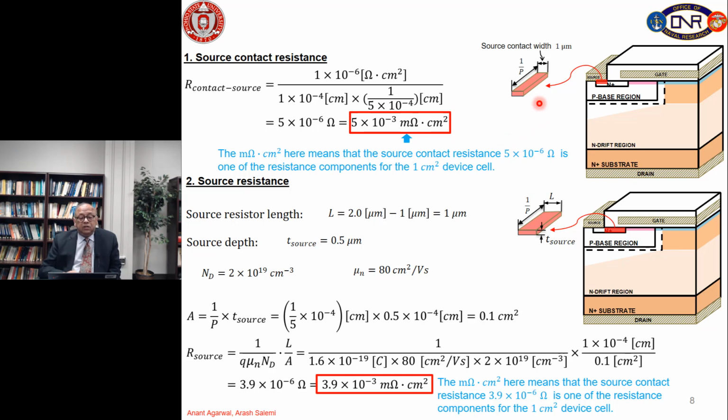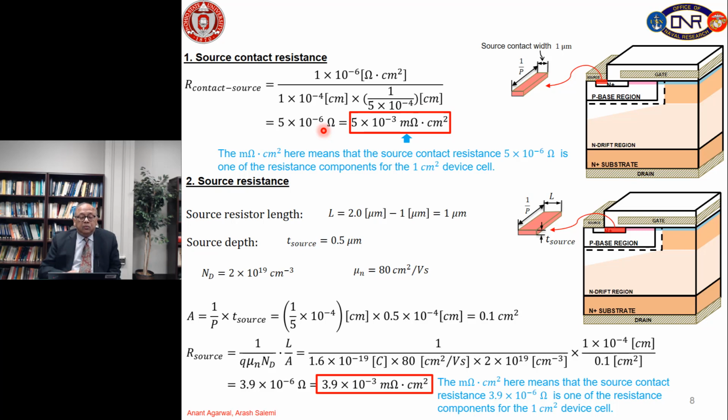The first one we calculated is the source contact resistance. The source contact resistance is given to us as 10 to the minus 6 ohm centimeter square. So, if we simply divide it by this area, then we will get the source contact resistance in absolute numbers. We have gone ahead and divided by this area, which is 1 micron times 1 over P, and what we get is a number of 5 micro ohms.